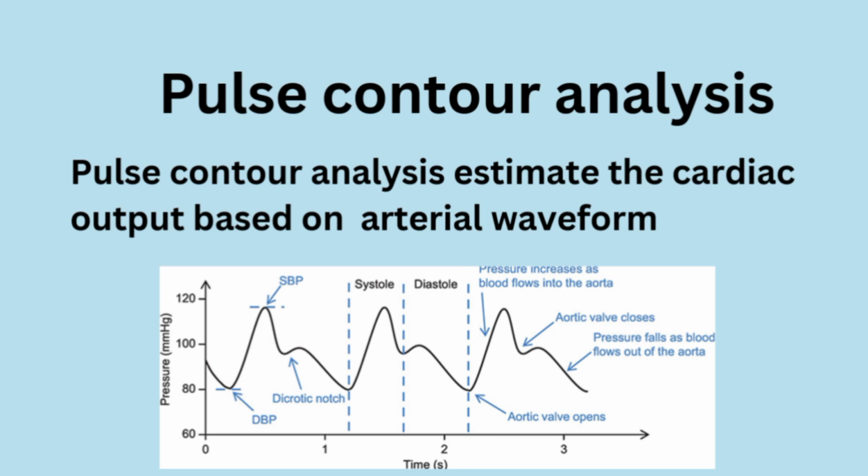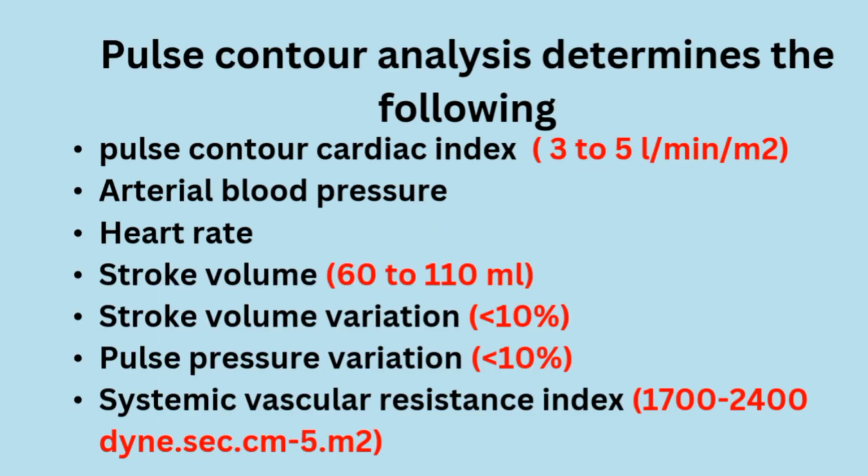When the aortic valve opens, the pressure rises, as shown in this graph. This peak is the systolic blood pressure, which is normally 120 mmHg. This area is called the dicrotic notch, which happens when the aortic valve closes. This area is called the area under the curve, which determines the cardiac output. So this principle determines cardiac output.